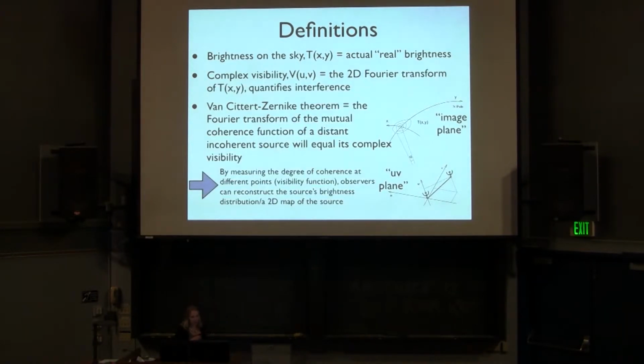But basically what it's saying is that by measuring the degree of coherence from different points, that is the signal at these different antennas, known as the visibility function, observers can then reconstruct the source brightness just by taking the Fourier transform. So converting between the real image plane and this complex visibility UV plane, which is this interference.